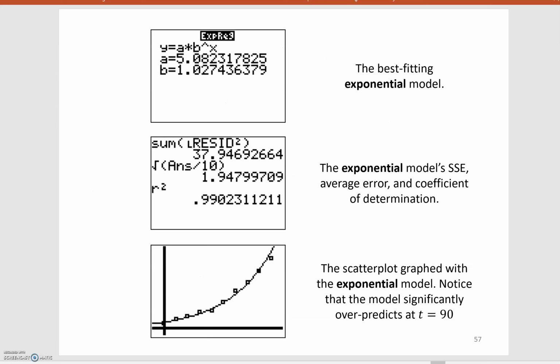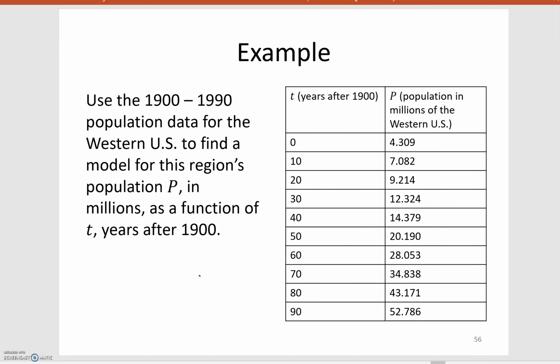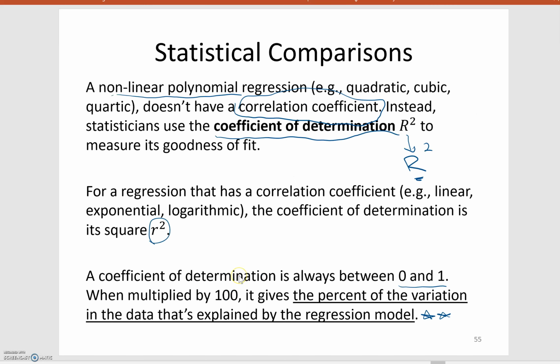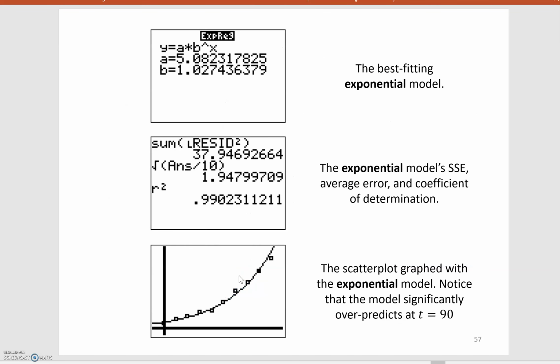exponential model. So, the way you would do this is you'd enter this as L1. This would be L2. And then we would just do ExpReg for all of these points. So that's 1, 2, 3, 4, 5, 6, 7, 8, 9, 10. 10 values. And, oops, going the wrong way. If you do your exponential regression, you will get this function. Now we're also going to be interested in the SSE and the correlation coefficient and so forth.